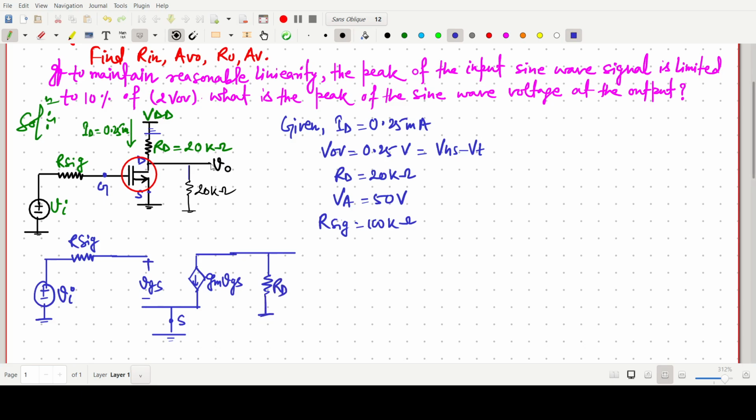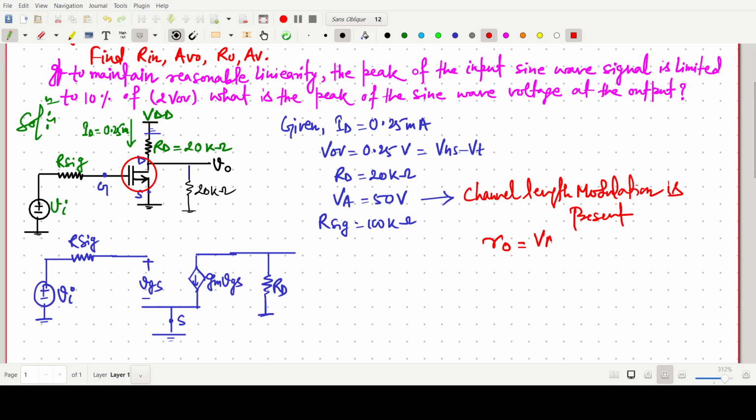Okay, right now I am not putting this RL, for some reason I will tell you later. And VA is given, which means we have to use the channel length modulation concept. Okay, if VA is given, then channel length modulation is in the picture, it is present. So we have to find the finite output resistance r naught. Okay, so that r naught is generally defined by VA by ID, or if lambda, the channel length modulation parameter, is given, then the formula will be like this.